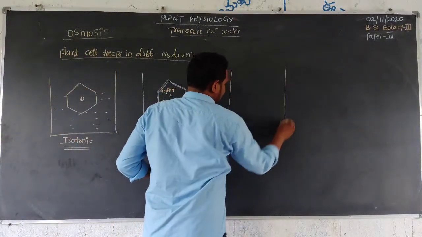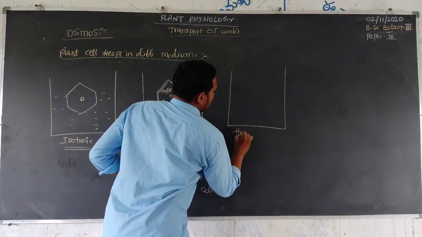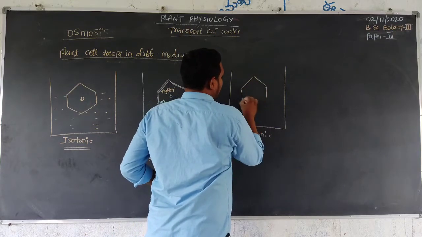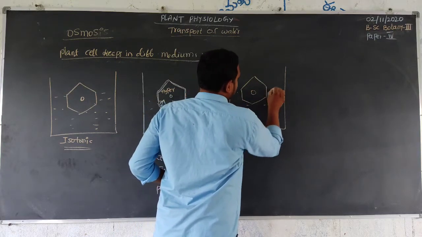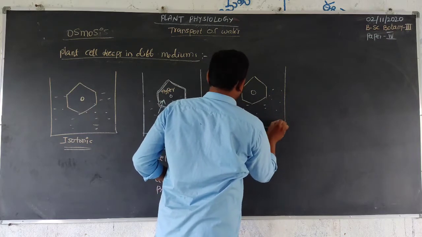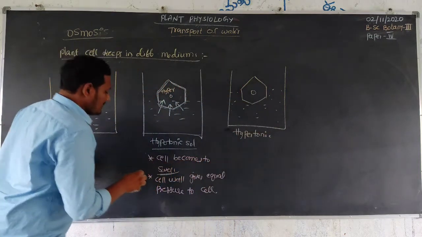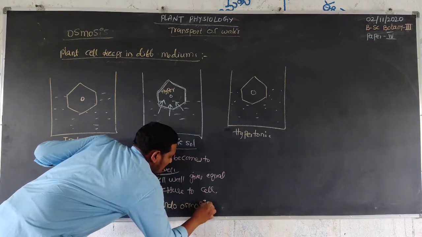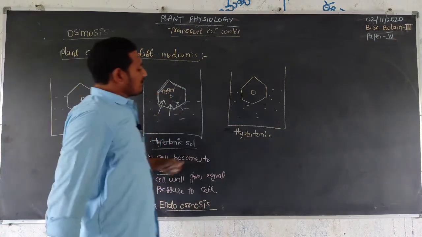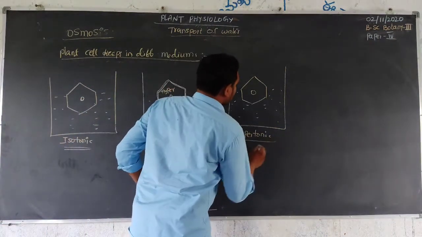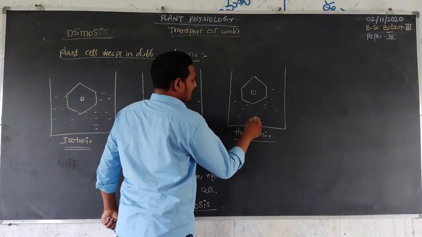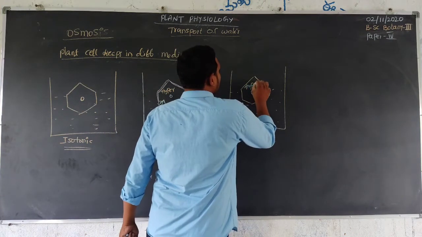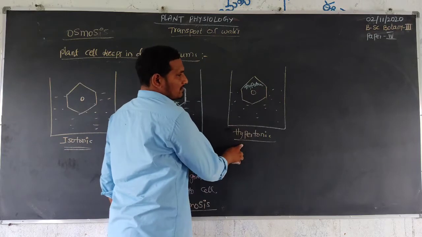Next, the third medium, that is the hypertonic solution. This is the animal cell. This is due to endosmosis. Due to endosmosis only, water enters the cell. Next, the hypertonic solution. In this hypertonic solution, the outside is highly concentrated and the inside is low concentrated. It means the cell is in a hypotonic condition and the medium is hypertonic.